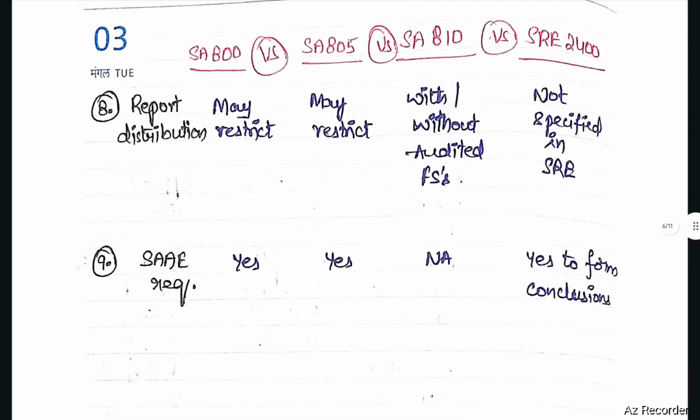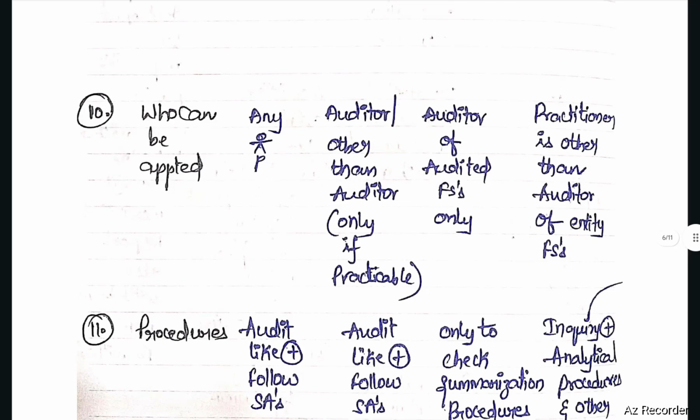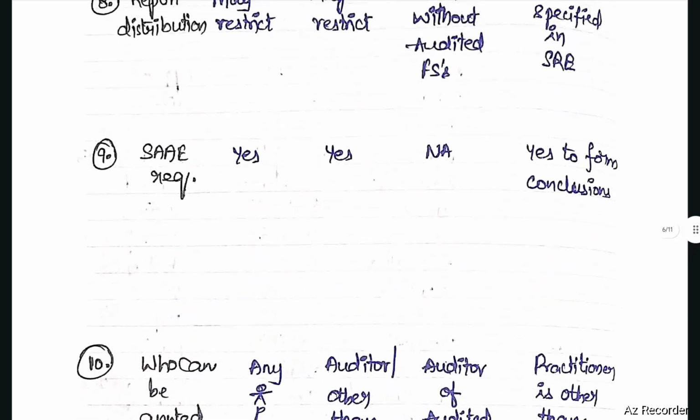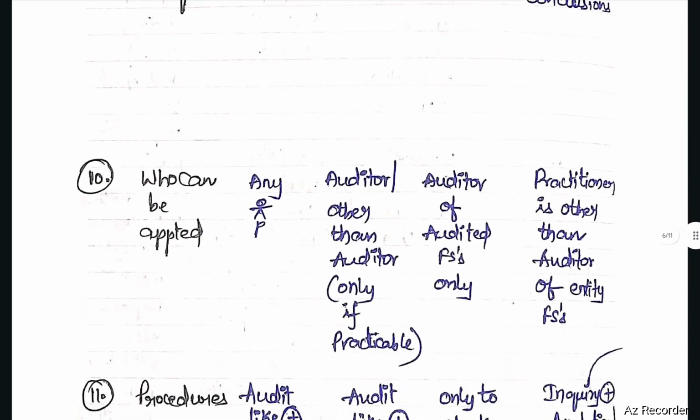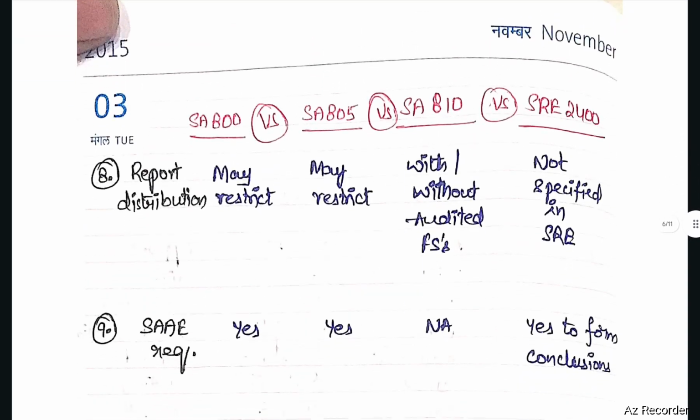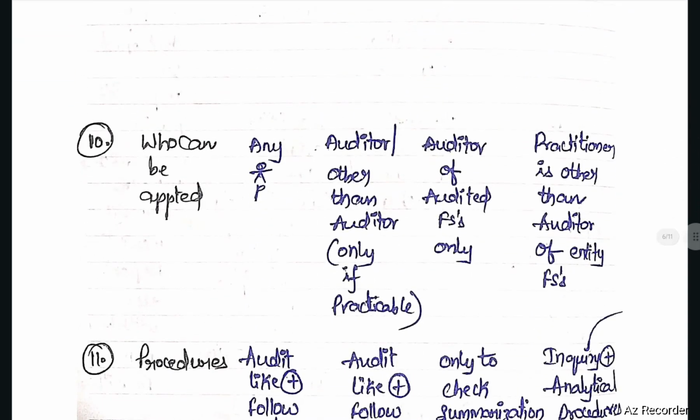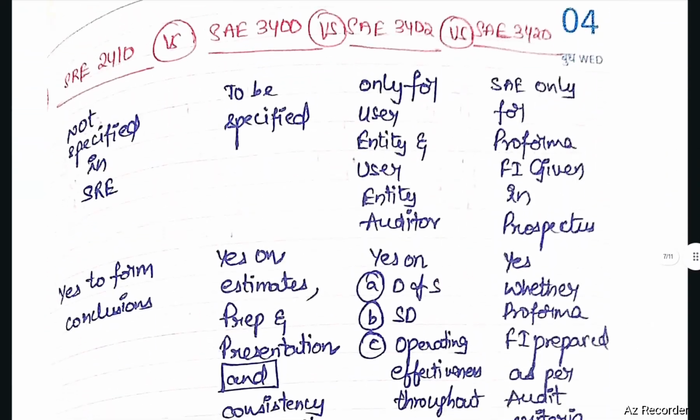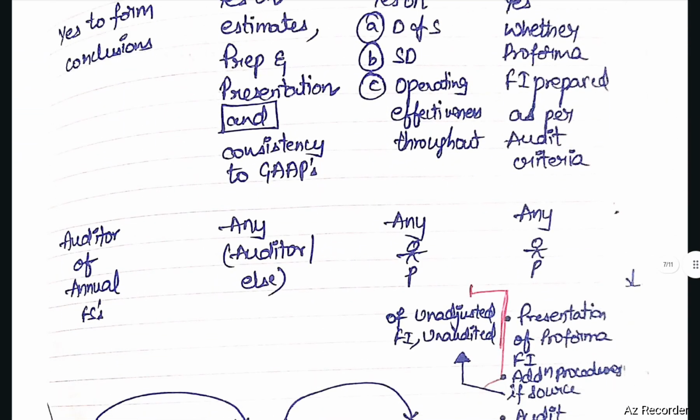And as per SA 805, an auditor or other than auditor, only if practicable, can be appointed for audit purpose. As per SA 810, the auditor of the audited financial statements can only be appointed as an auditor. As per SRE 2400, the practitioner is other than the auditor of the entity's financial statements. As per SRE 2410, the auditor of the financial statements, annual financial statements, should be the auditor.